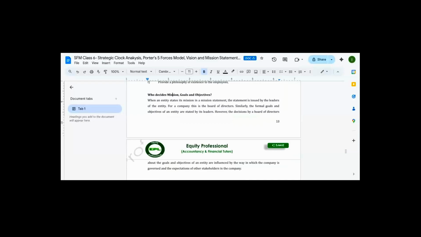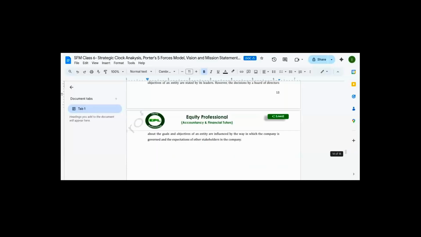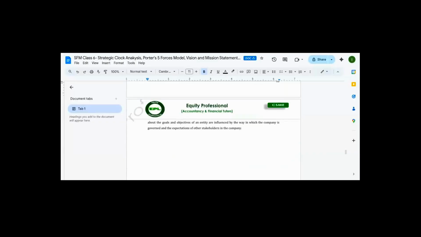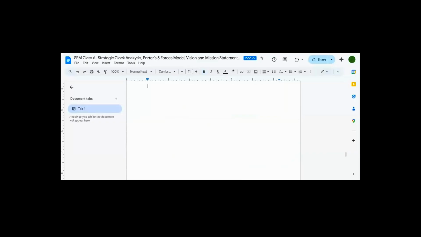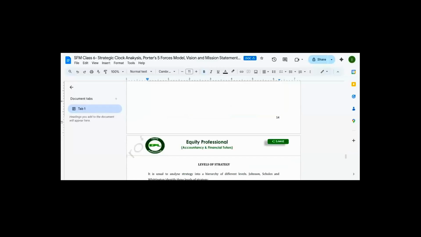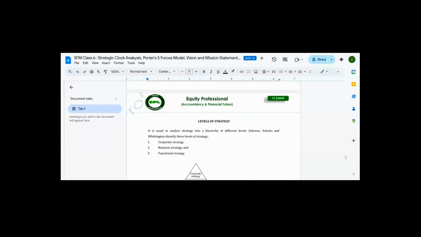So who decides vision and mission statements? We should know that the vision and mission statement is decided by the top management of the organization. And by top management, we mean the board of directors. Those are the people that decide the vision and mission statement. The strategic apex: the board of directors, the shareholders, the CEO are regarded as the strategic apex of the company.